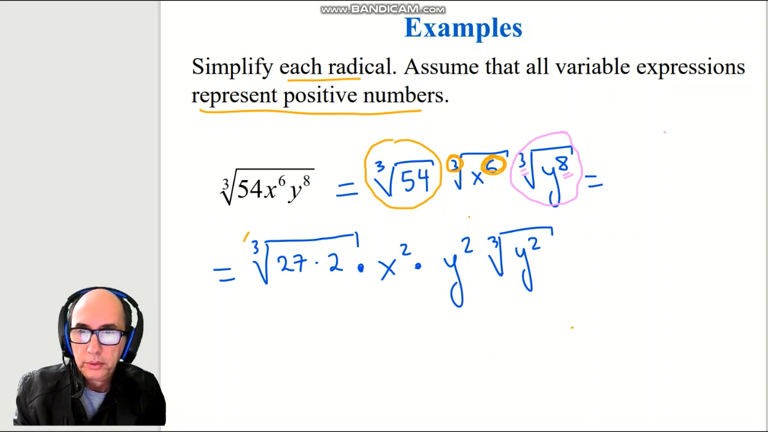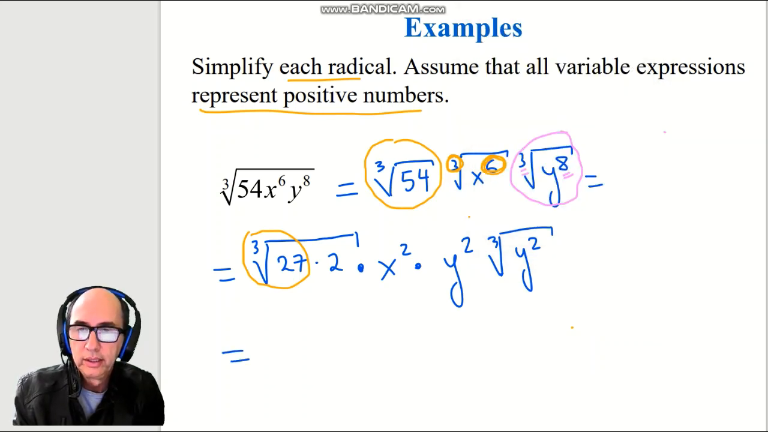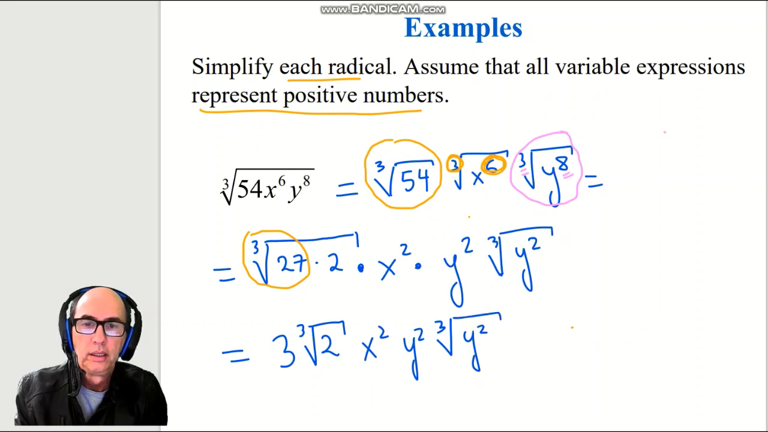and we still can simplify because we want to find the cube root of 27. Cube root of 27, 3. Cube root of 2, sorry. Times x squared times y squared times cube root of y squared. All right, we are almost there.